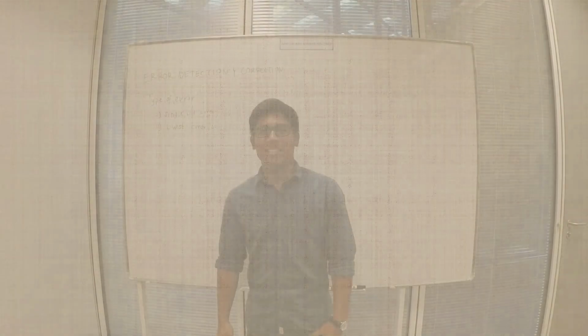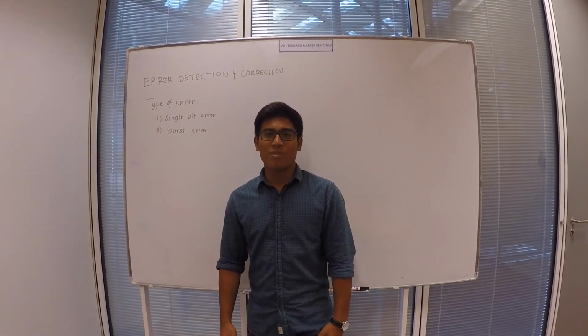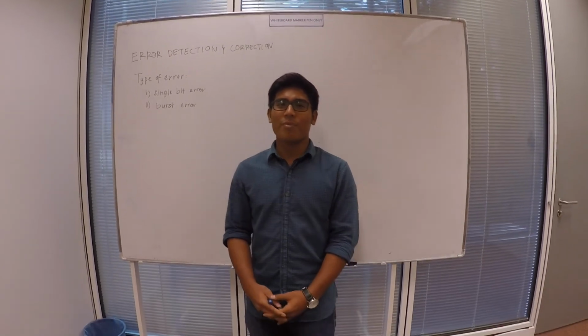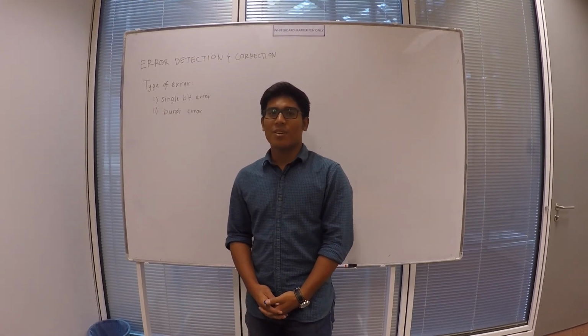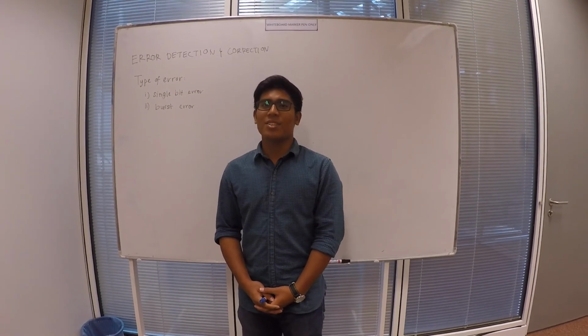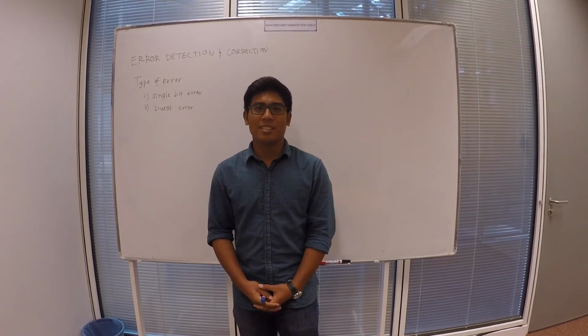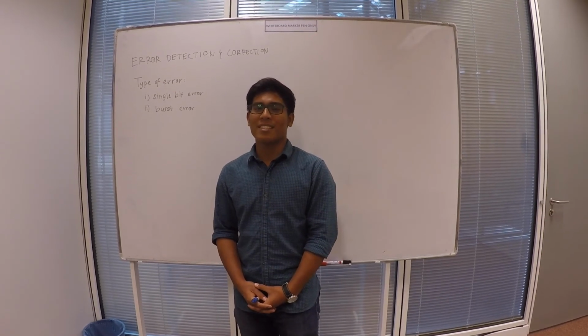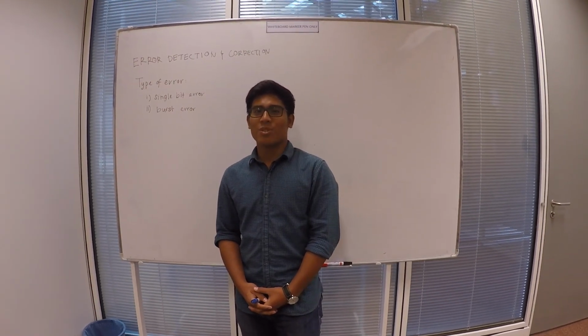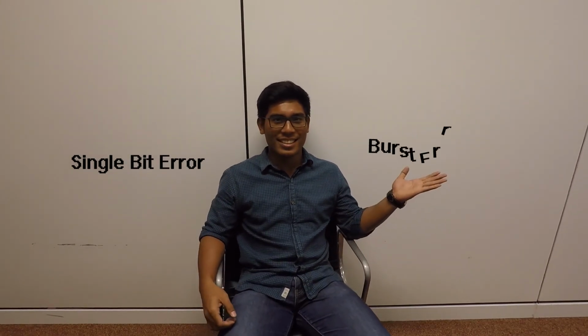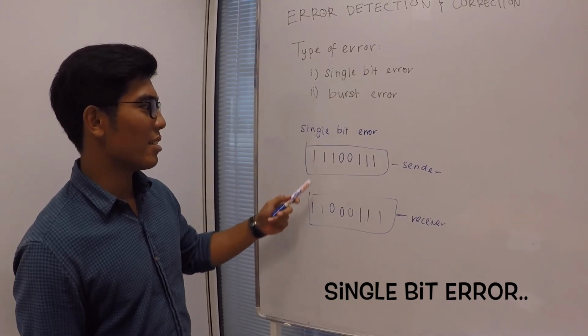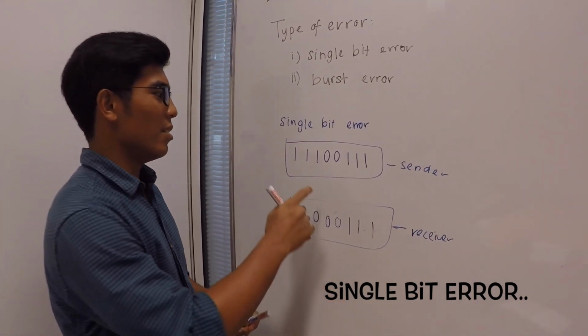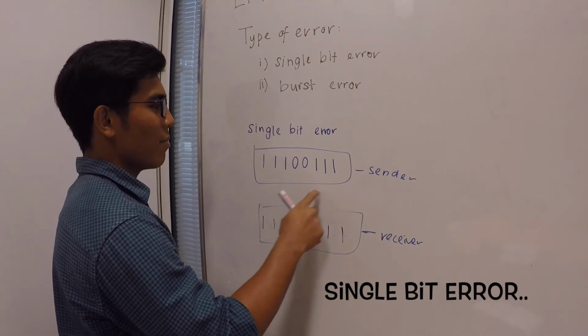What is an error? Error is a condition where the output information does not match the input information, and it is due to the noise that interrupts the transmission of data. The noise will affect the traveling binary bits as it may change a 1 to 0 or 0 to 1. There are two types of error: single bit error and burst error.